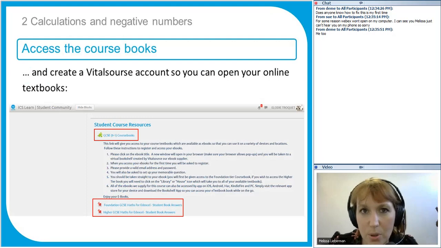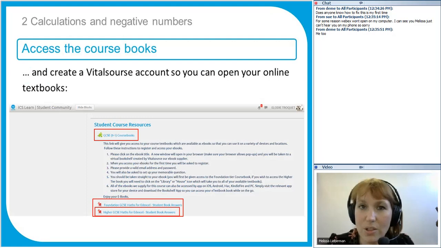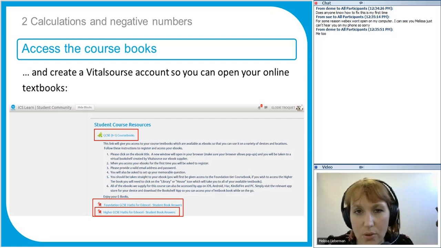The foundation tier book answers are in this top link, and then the higher tier answer book is in the bottom link. If you want to print out those answer books, it might be a good idea. Don't print out the textbooks because they're really massive, as I showed you in the introduction to the course. So print out the answers, and that way as you're working through, look at the answers as you work through, and that way you know that you're on the right track and you know that you're doing the right thing.